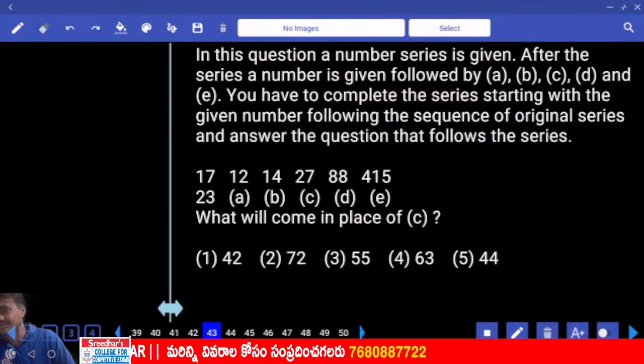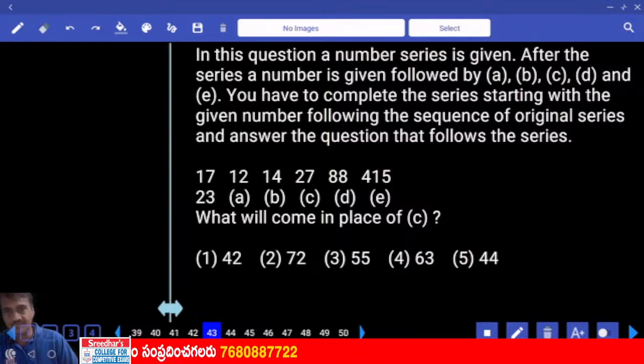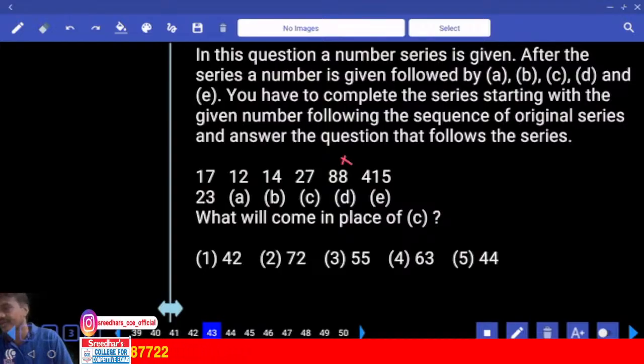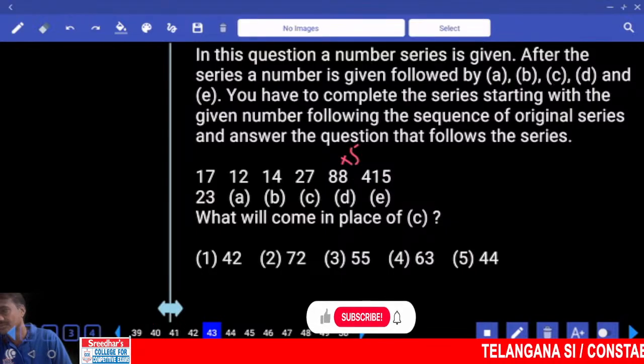Clear? Number multiplied by how many times? 5 times. It comes under product or combination. Difference, it must be under combination. Now for 88 into how much? Into 5. 88 into 5.